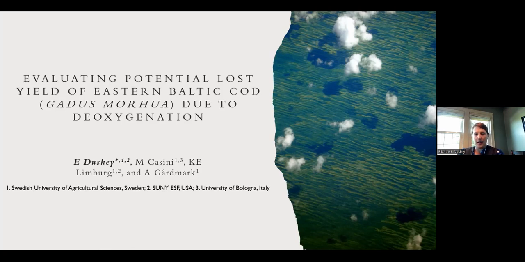I've begun with this striking image on the right here of a bloom in the Baltic Sea, something with which us and also the world at large, I think, are becoming increasingly familiar. These blooms are, of course, one of the major causes of deoxygenation in the Baltic Sea.